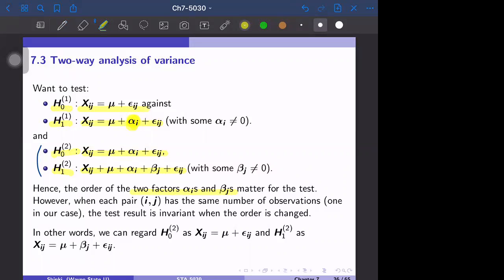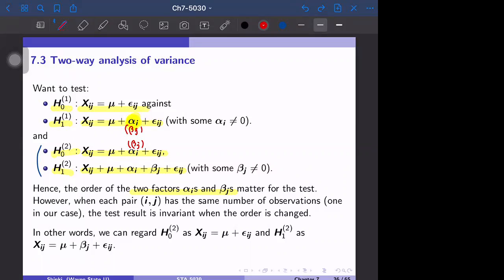So whether the first one is alpha i or the first one is beta j, that matters. So the alternative testing scheme is we include beta j here, and the second test is for alpha i. So this is the alternative scheme. But actually, yeah, in general, this order should matter for the test.